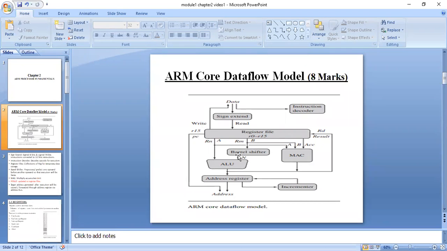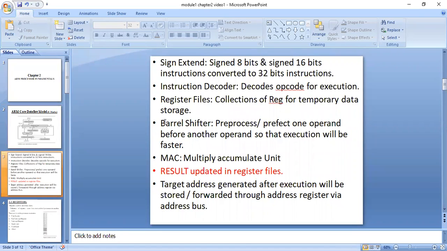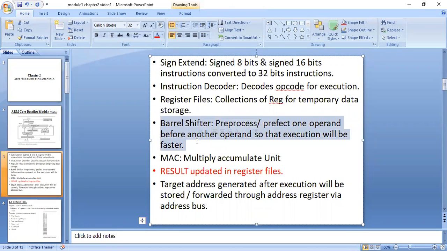There is one important entity called a barrel shifter. So please concentrate here. This is the definition. The barrel shifter pre-processes or prefetches any one operand among the two before the other operand is fetched or processed. Because of that, execution will be faster.